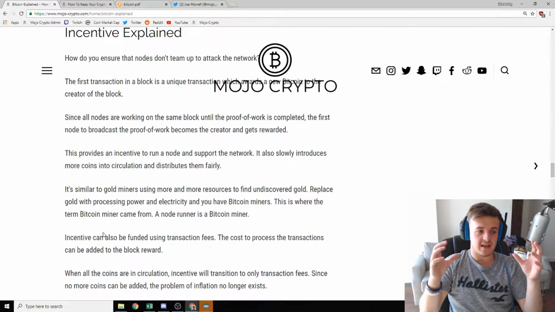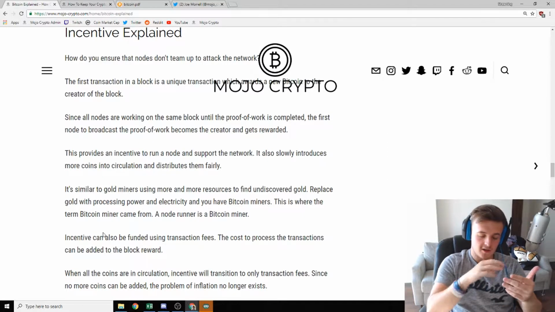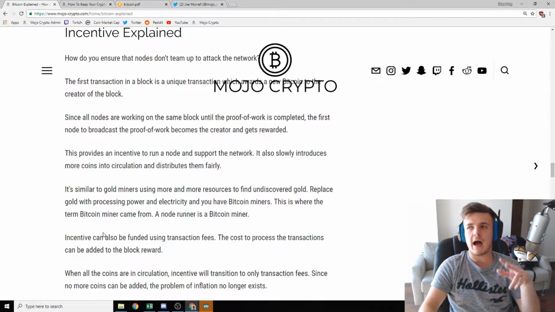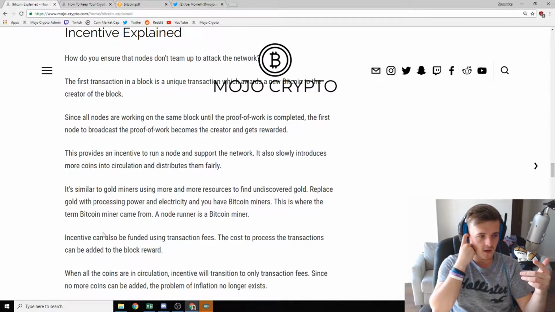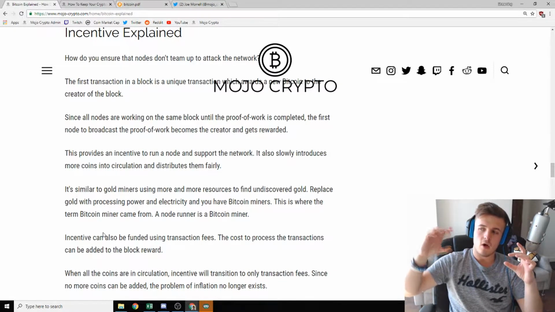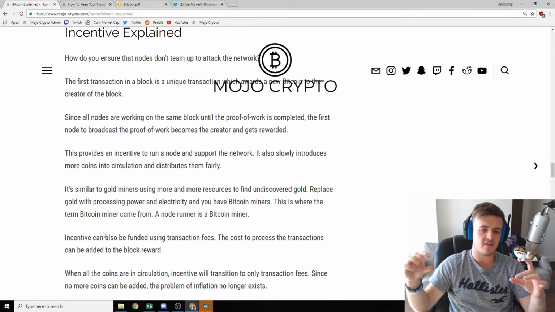Let me touch on inflation as well. Because 21 million coins is the cap, there's no such thing as inflation. At the minute, with money like your euros, your Great British pounds, your US dollars, whoever's printing the money can just print more and more money. So if you've got £1,000 and you just hold that £1,000 forever, as more and more money is printed, your £1,000 is going to be worth less.